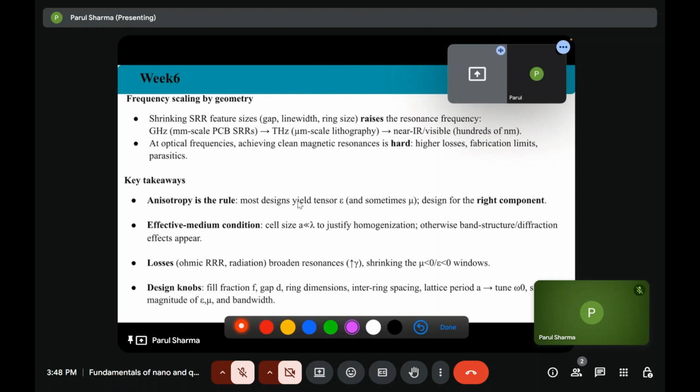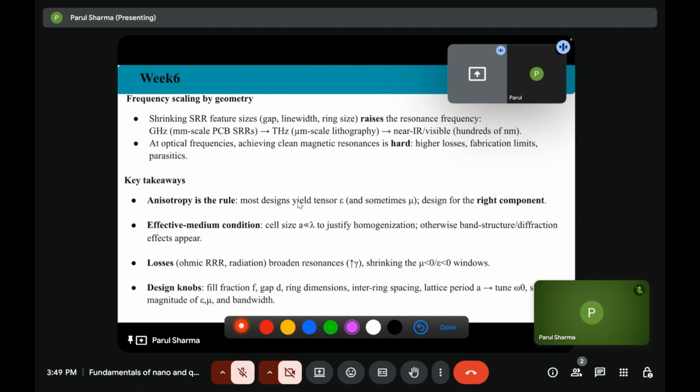For this we use high precision instruments like electron beam lithography and laser writing, using which we can fabricate the structures for visible frequencies. But at optical frequencies, achieving clean magnetic resonances is hard because of higher losses and fabrication imperfections. So these were the challenges.